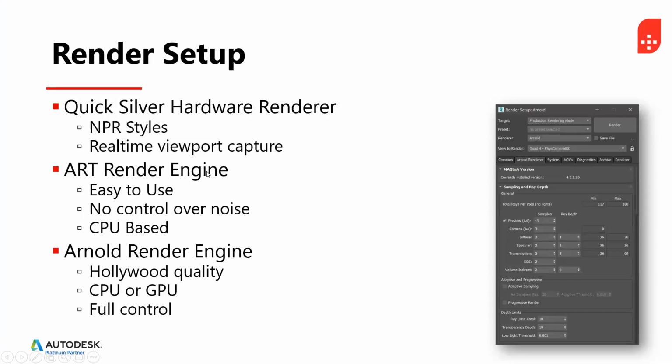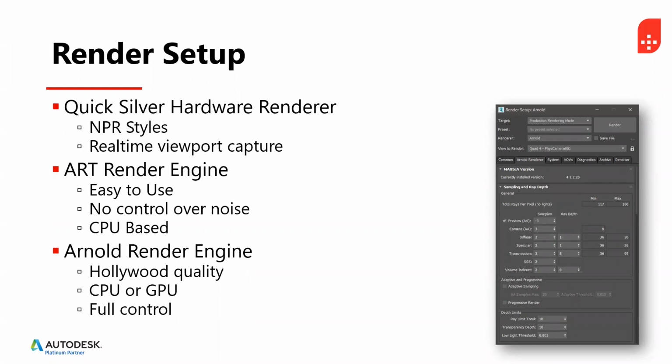The other one is an older one. It's the ART render engine. It's the same engine as in Revit. It's easy to use. It just has a quality slider. You don't have any control over noise, because we want to get rid of the noise in our rendered images. And it's CPU based only. So for many years, the ART render was the default render engine in Max as well. But since the introduction of Max 2021, it has been changed to Arnold being the default render engine.